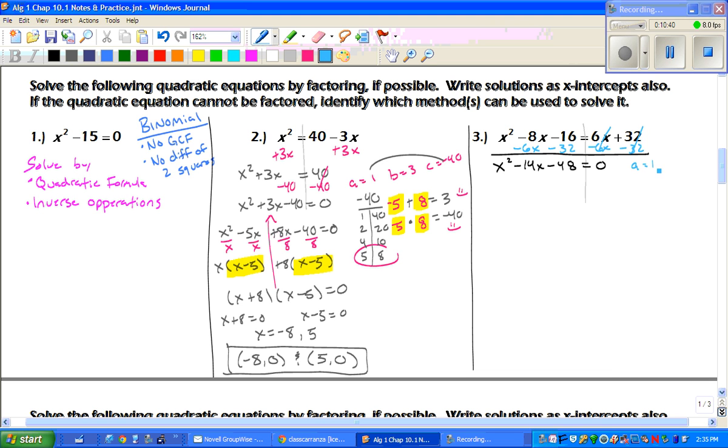So we know that a is 1, b is negative 14, and c is negative 48. So the factors of 48: 1 and 48, 2 and 24, 3 and 16, 4 and 12, no 5, 6 and 8. So out of those numbers, which ones add up to get to negative 14, but multiply to get to negative 48? Can you think of anything?